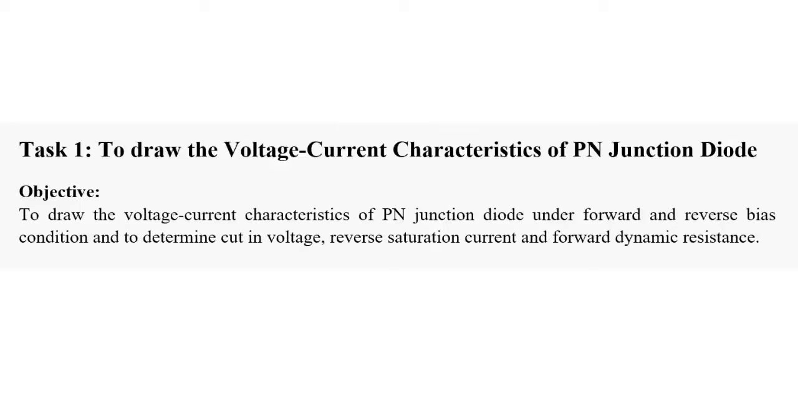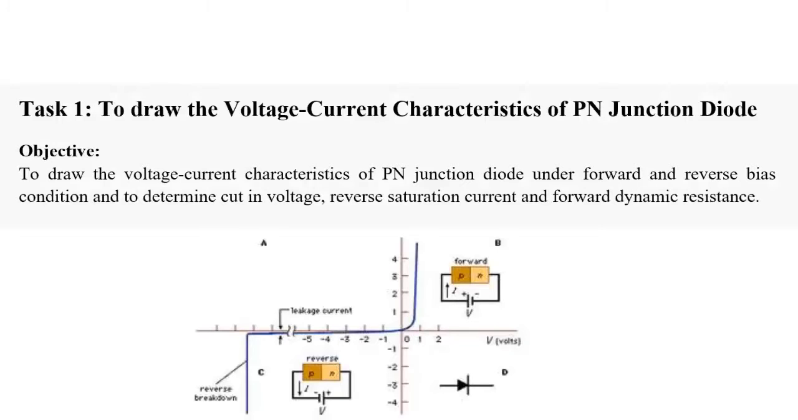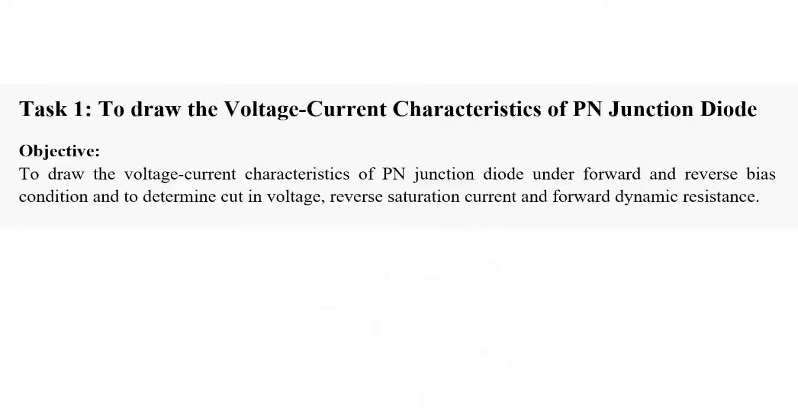Task 1. To draw the voltage current characteristics of PN junction diode. Objective: to draw the voltage current characteristics of PN junction diode under forward and reverse bias condition, and to determine cut-in voltage, reverse saturation current, and forward dynamic resistance.